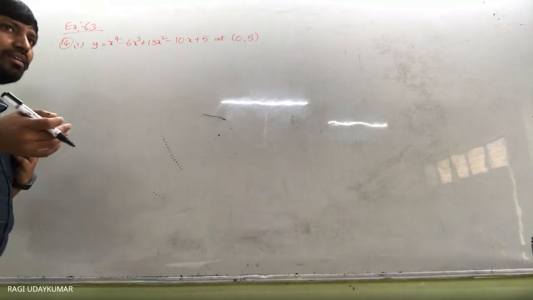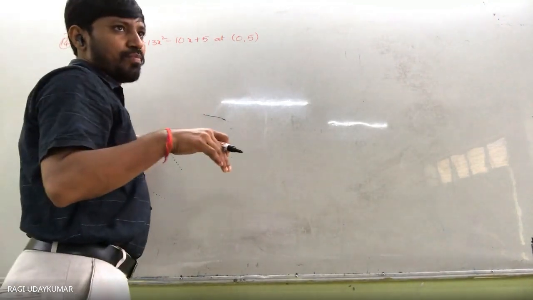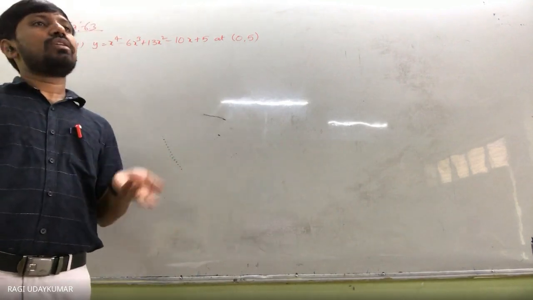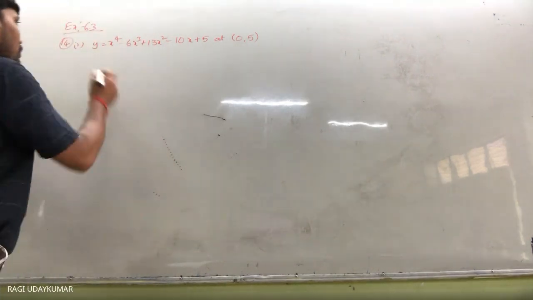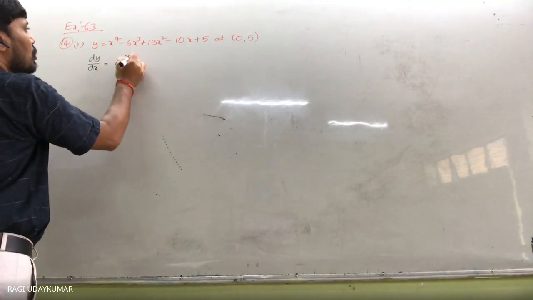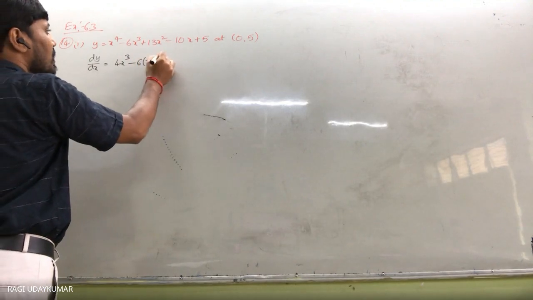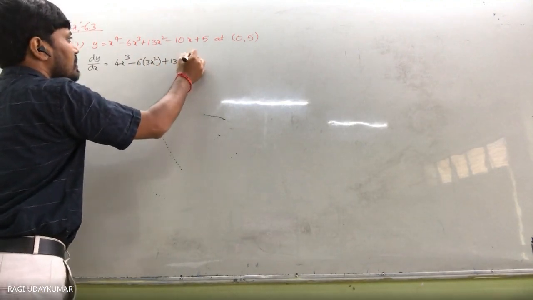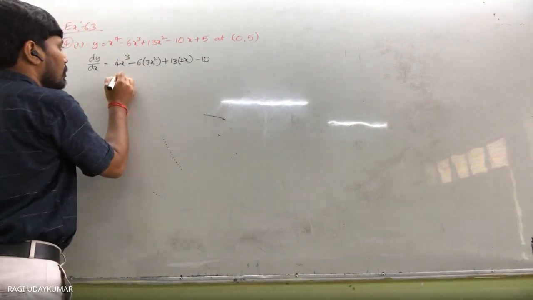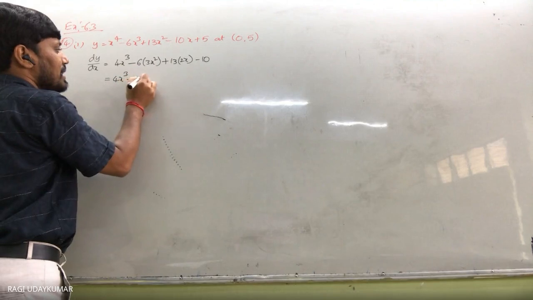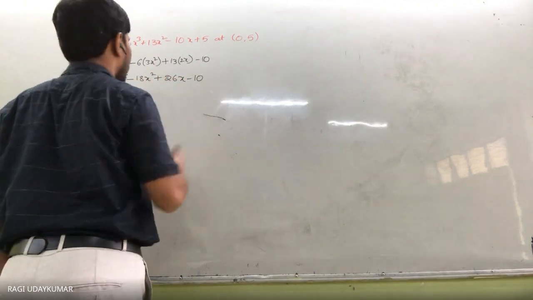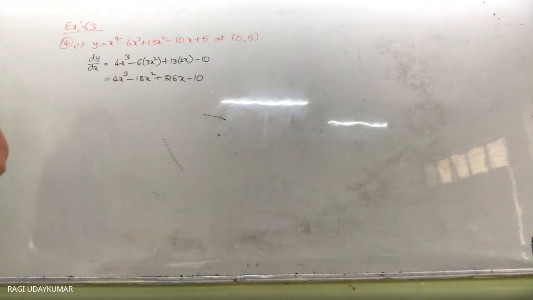Before finding the equation, you need to find the slope. To find the slope, you need to find dy by dx. So dy by dx is equal to 4x cube minus 6 into 3x square plus 13 into 2x minus 10, which is equal to 4x cube minus 18x square plus 26x minus 10. This is dy by dx.